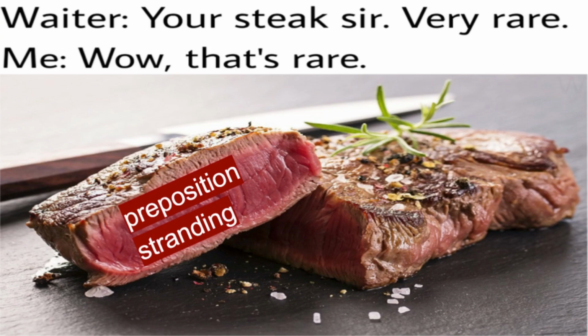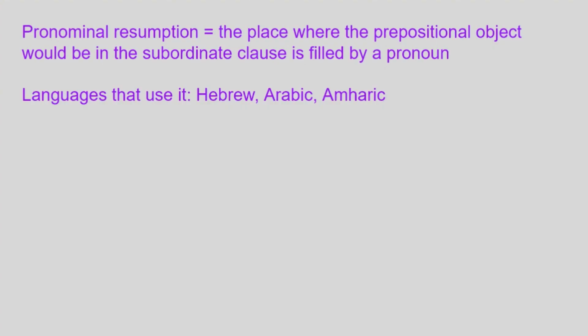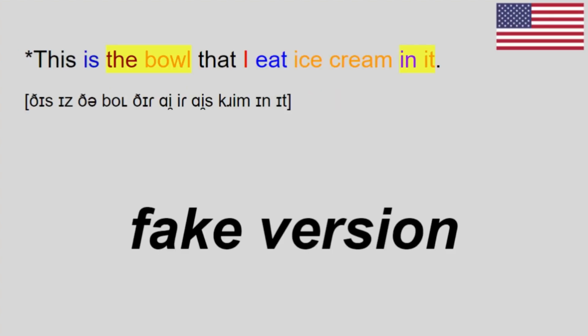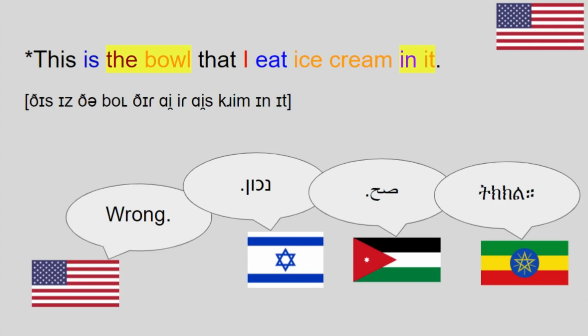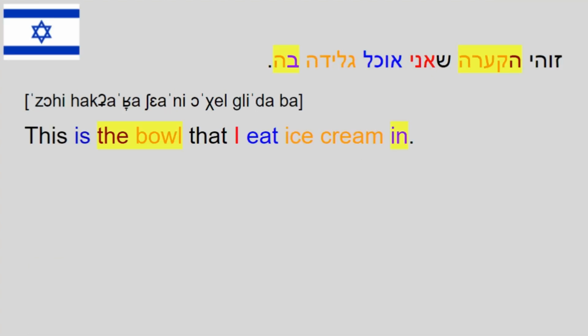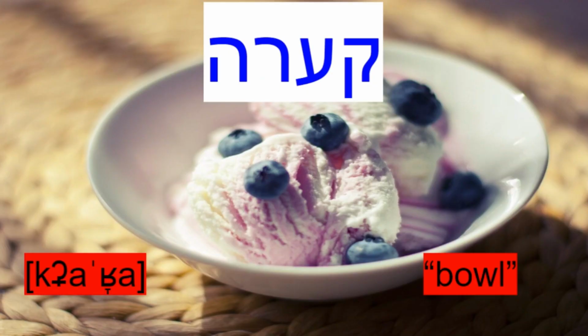The final prepositional relativization strategy I know of is pronominal resumption. This strategy starts out looking like preposition stranding, but following the preposition, the noun from the main clause is reinforced by a pronoun. In English, this would look like, this is the bowl that I ate ice cream in it. This sentence is ungrammatical in English, but in the Semitic languages, this is the only way you could say it, like in Hebrew. Important to understand, in Hebrew the preposition and pronoun are both encoded in the same word, and the pronoun actually means "her" because the word for bowl in Hebrew is feminine.